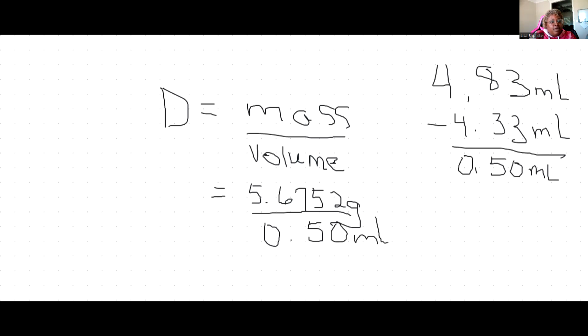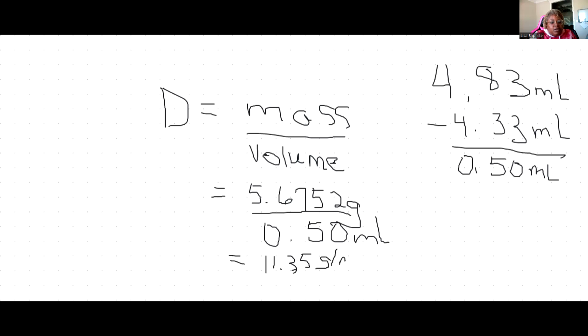milliliters. All right, so when we do the math for that, we're going to take 5.6752 and we divide it by 0.5. All right, so we get a density of 11.35, and the units are grams per milliliter.